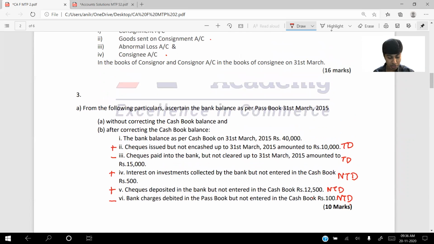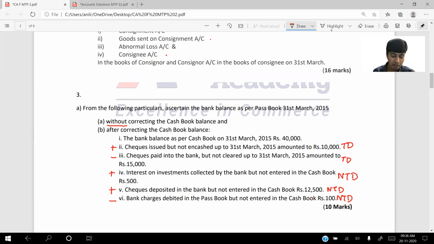Sir, 10 marks. Bus itne ke liye. No, we'd have to do it twice, no? Once we would have to do BRS before amended cash book. Then we would have to do amended cash book. And then we would have to do BRS after amended cash book. Now, first we'll do without correcting. If we do without correcting, I'll start with 40,000, add 10, subtract 15,000 plus 500 plus 12,500 minus 100.